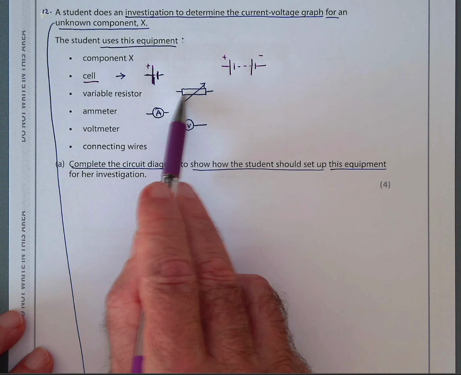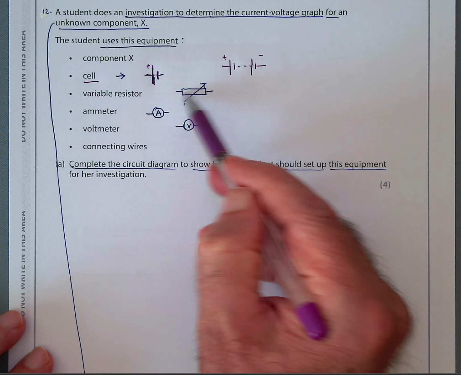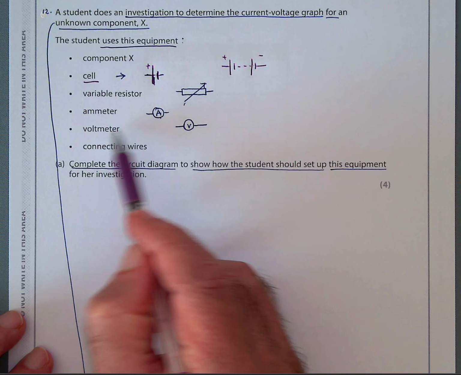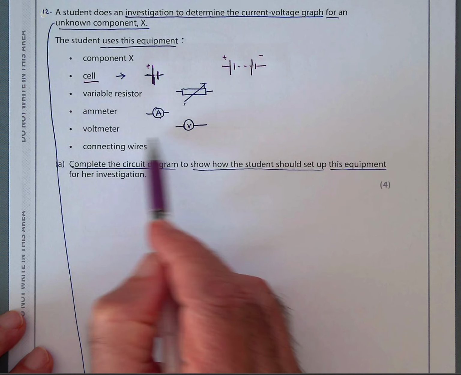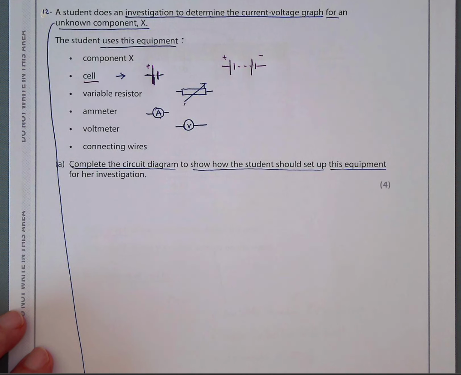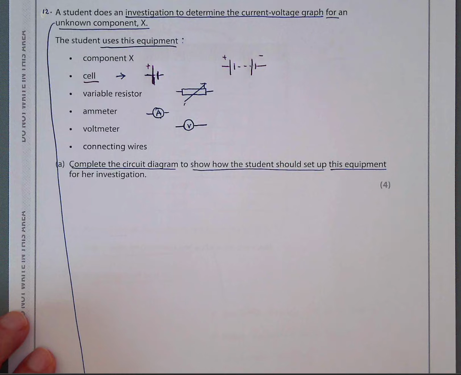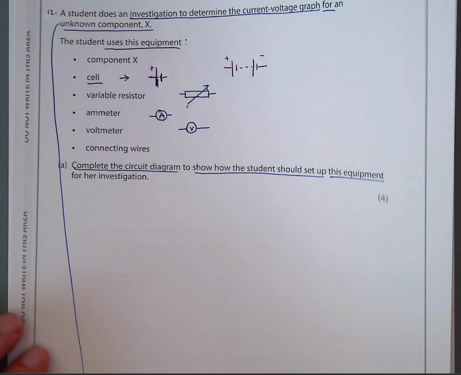A variable resistor is a resistor with an arrow going through it, whereas a normal resistor would just be the rectangle. An ammeter should be a circle. Some people use rectangles. You shouldn't. You should use a circle. A voltmeter also should be a circle with a V inside it. Connecting wires are just what you connect the components with.